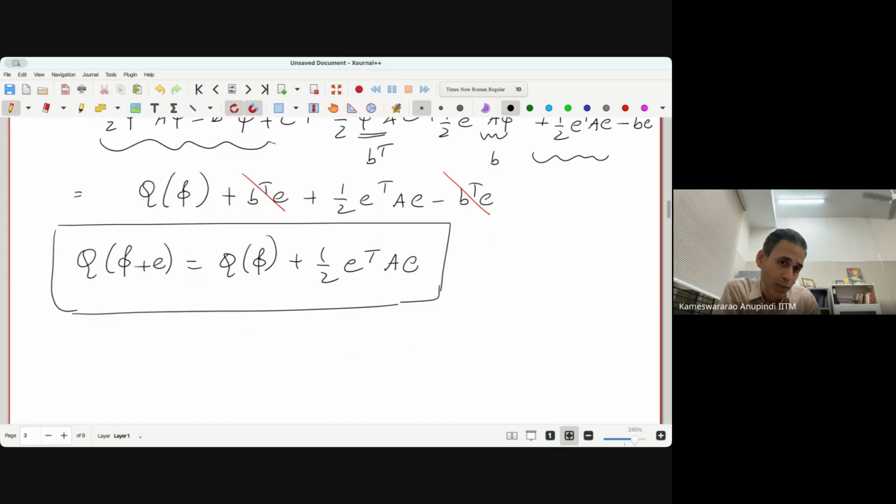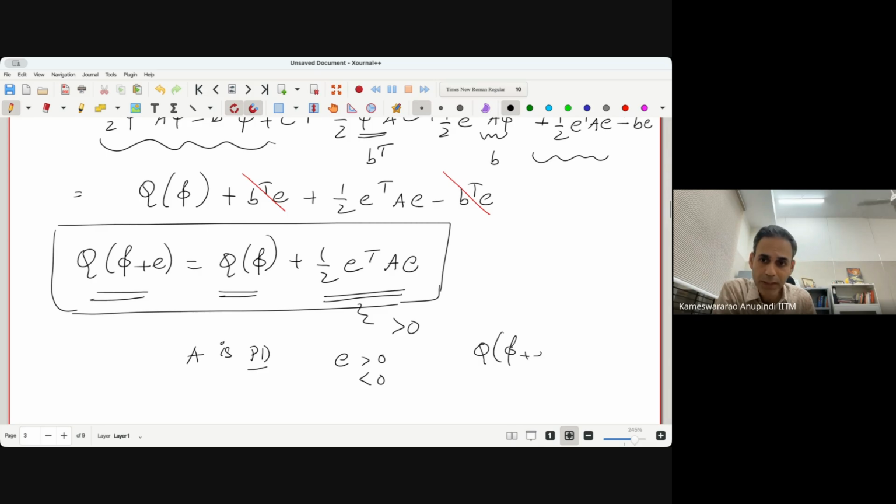Okay, so what does this mean? This means that Q of phi is our exact solution. Q of phi plus E is the solution with some error. If my matrix A is positive definite, then this quantity is always greater than 0. That means irrespective of whether my E is greater than 0 or less than 0, this quantity is always positive, which tells me that Q of phi plus E, when I have any error in the solution, is always greater than Q of phi.